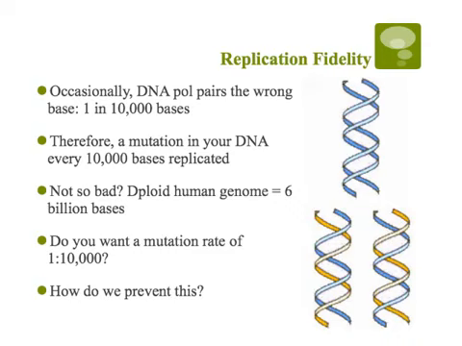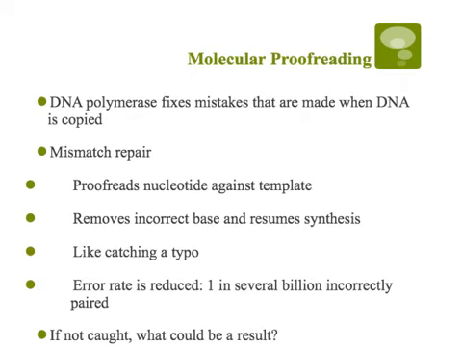Then finally, the last thing we have to talk about is replication's not perfect. In fact, 1 in 10,000 times, DNA polymerase adds the wrong base. And this doesn't seem like a lot, but considering the fact that we have 6 billion bases in our genome, if we had a mistake 1 in every 10,000 times, we would have a whole lot of mutations, and that would create a lot of problems. So to prevent this, DNA polymerase actually also has proofreading ability. It can proofread its work, and it can tell when it's made a mistake.